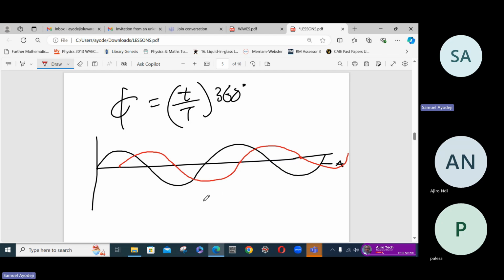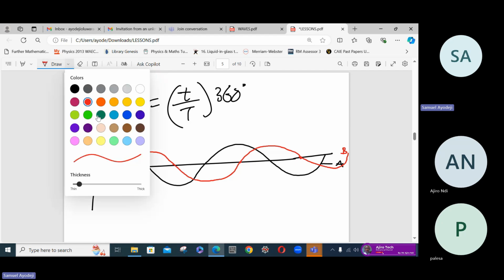So it will be this way. Fine. This is another way. This one, label this as wave B. What's the difference in time between them? You can look at what we mean by difference in time. This is what I mean by small letter t, the difference in time.